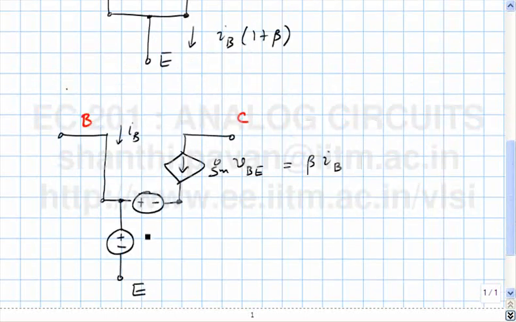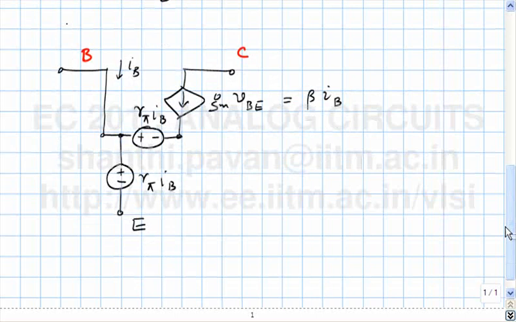this is the emitter. What is the strength of this voltage source? R pi times IB, and the same thing here. Is that clear? And we again notice that a current source in series with the voltage source is equivalent to a current source itself, so we can eliminate this voltage source, and what we have is this network, which is electrically equivalent to the first network that we started off with, or the hybrid pi model.